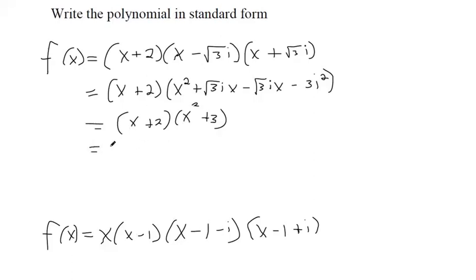So x times x squared makes x to the third. x times 3 makes 3x. 2 times x squared makes 2x squared. And 2 times 3 makes 6. So in descending powers, this is our polynomial in standard form. And that's it.